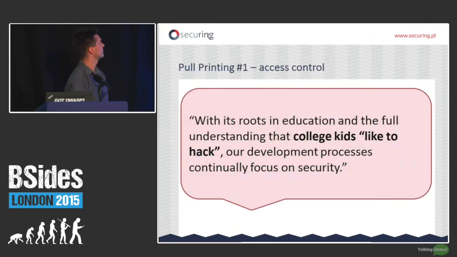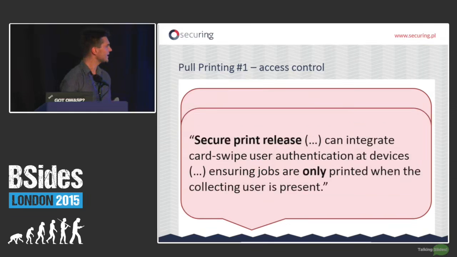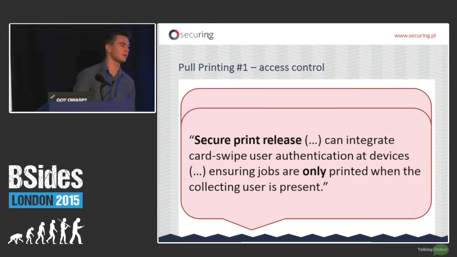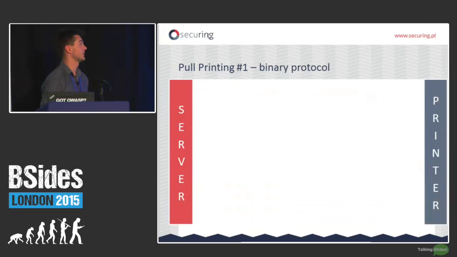Okay, let's move to the vendor claims. Before the test, we really like to open the vendor website and see what he is claiming. So this one is saying that he's got roots in education, and he understands that college kids like to hack. So they're focusing on security, and they ensure that it's completely secure and documents are printed only when the collecting user is present. We always like to verify vendor claims.